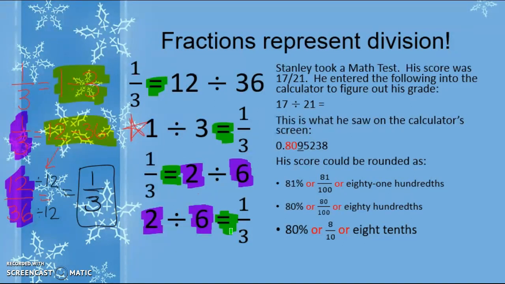Let's look at an example of what this looks like in real life, okay? Stanley took a math test. We're all familiar with those. His score was a 17 out of 21, or 17/21. He entered the following into a calculator to figure out his grade. Wait, what? I can enter these numbers into my calculator and figure out what my grade is? You sure can. So he typed 17, then he hit the division button, then he typed 21. Lastly, he pressed the equal button, and this is what Stanley saw.